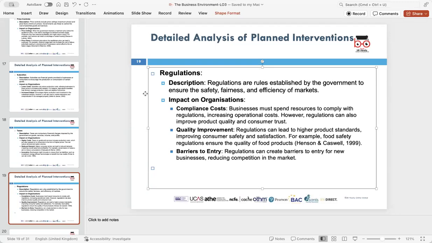Barriers to entry: new businesses might find it difficult to enter the market due to the high cost and complexities of complying with regulations. This can reduce competition in the market.